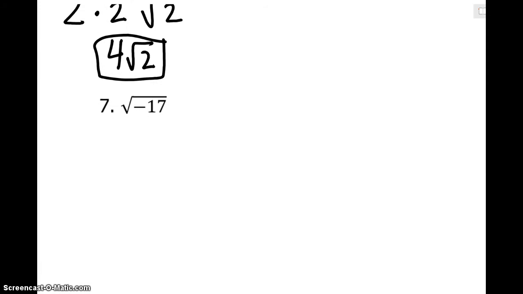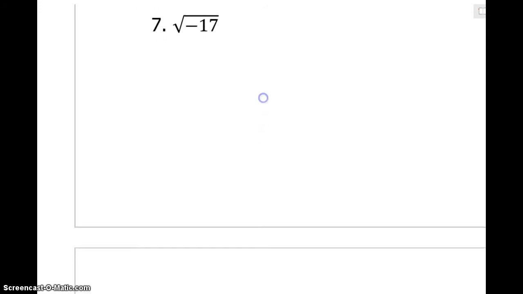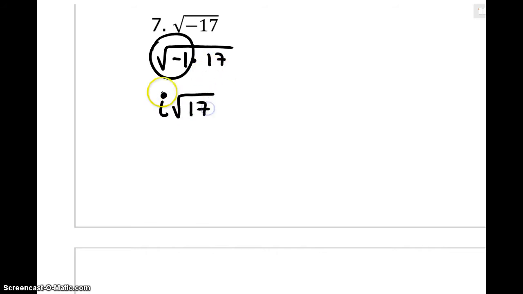Alright, let's look at number 7. I'm going to expand it out a little bit. I'm going to break down square root of -17 as -1 times 17. I don't think there are two numbers that multiply to 17 other than 1 times 17, so I'm not going to break it down. But I do recognize that square root of -1 is i, so I'm going to take out an i outside. And 17 doesn't have a pair, so it's going to have to stay inside of the radical, and this ends up being my final answer.